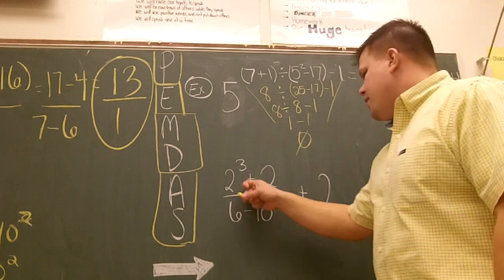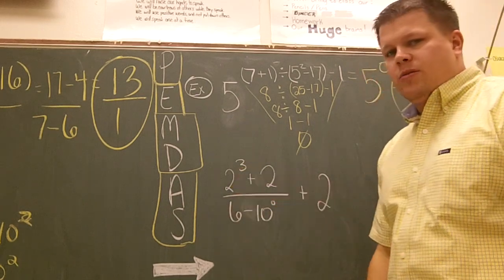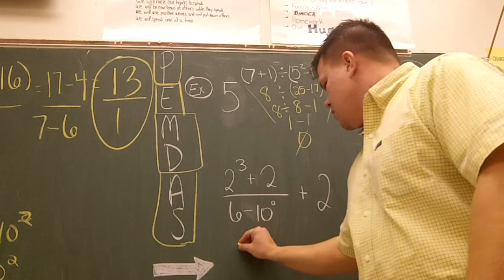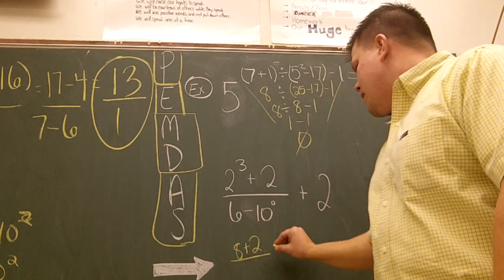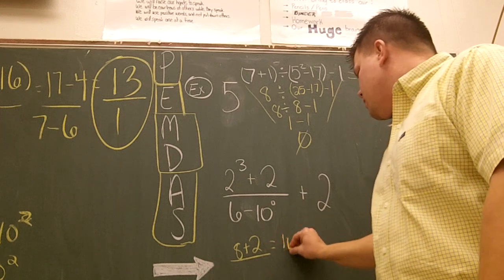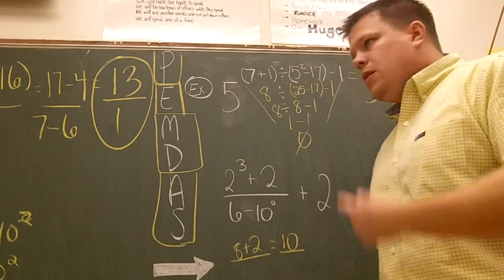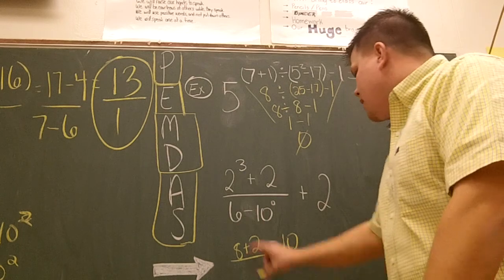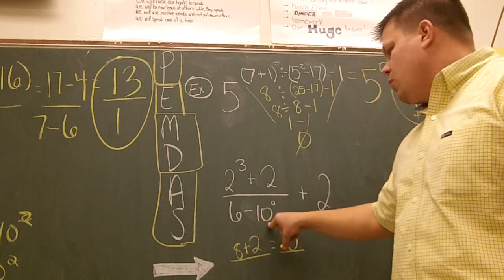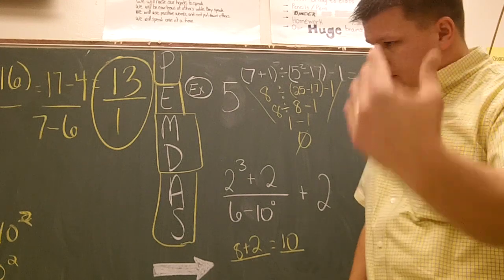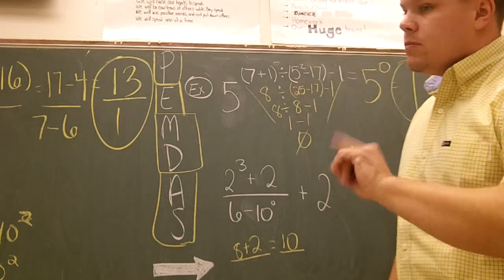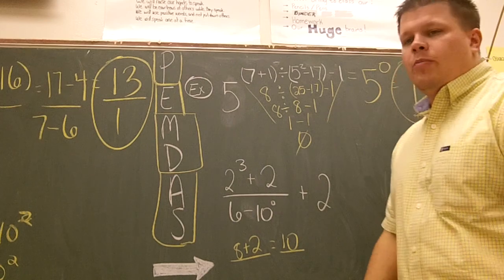All right, so we have 2 to the 3rd power. That would be 2 times 2 times 2. That would be 8. So I have 8 plus 2. And that would seem to be 10. I hope it's 10. 6 minus 10 to the 0 power. Well, 10 to the 0 power, or anything to the 0 power, is always 1.